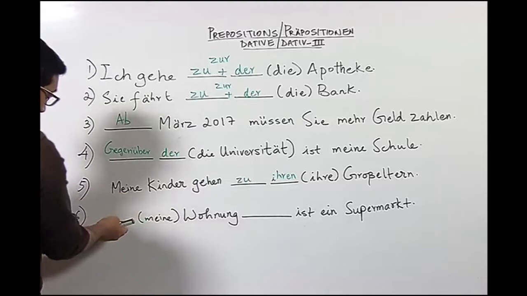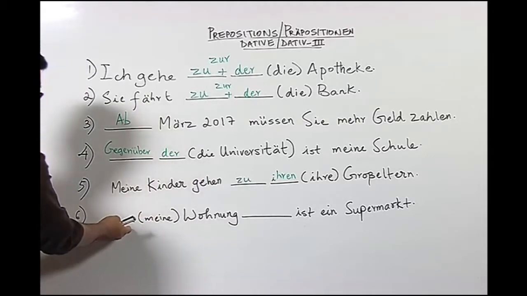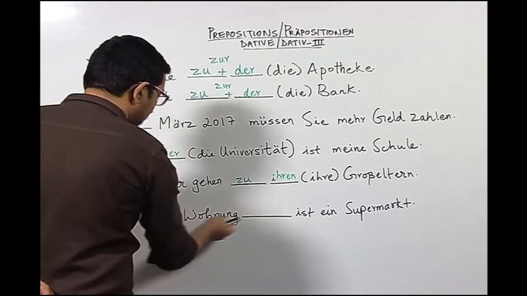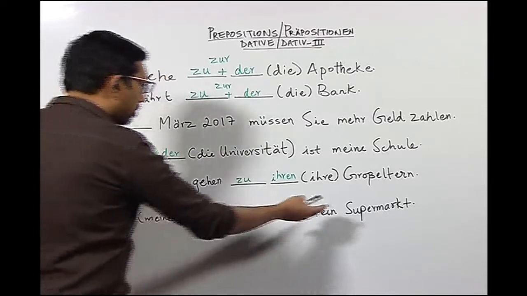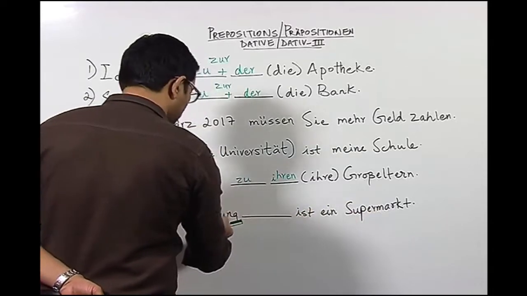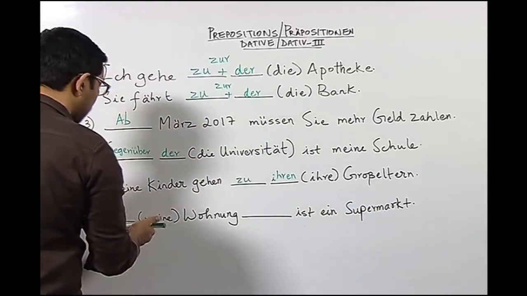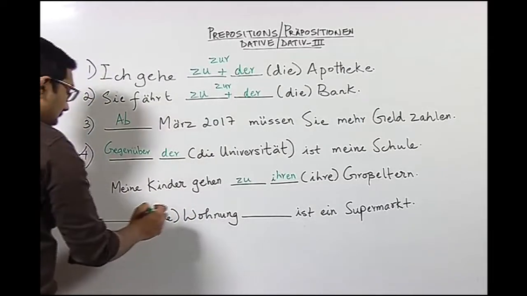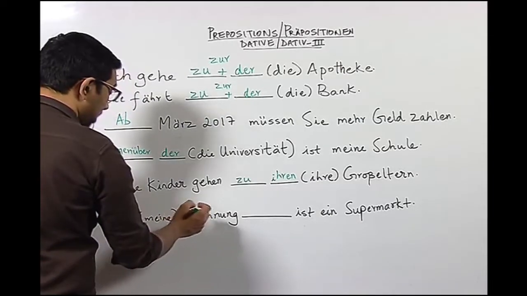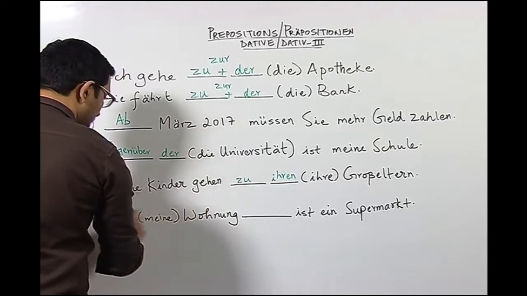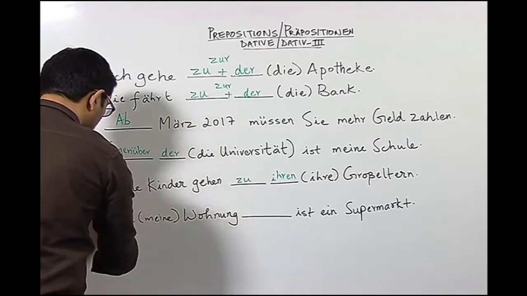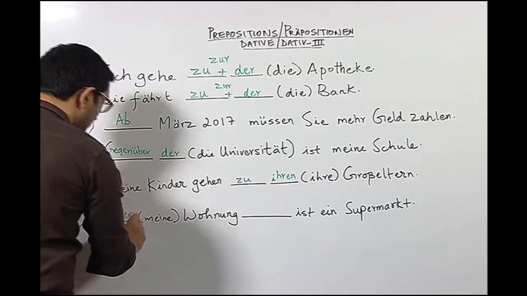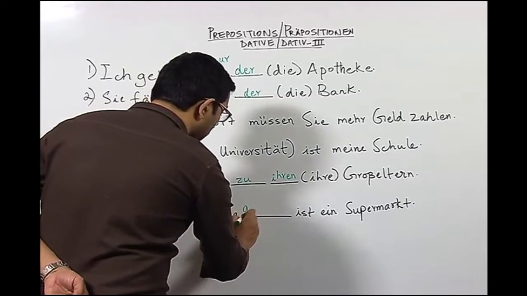And now, in this sentence number 6, we have a blank here for, and again a blank here. We have two nouns Wohnung and Supermarkt, which are basically locations. So, now first we will write the preposition. Now, where will we write the preposition? Here we will write the preposition after the noun. So, first we will write the dative form of the possessive, meiner Wohnung gegenüber.